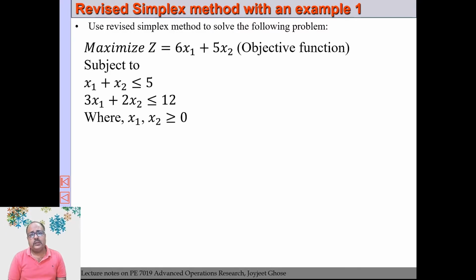Also in revised simplex method, we use matrices for holding the values, and matrix manipulations are much easier from a computational point of view. Therefore, from a computational point of view, revised simplex method is an extremely useful method.